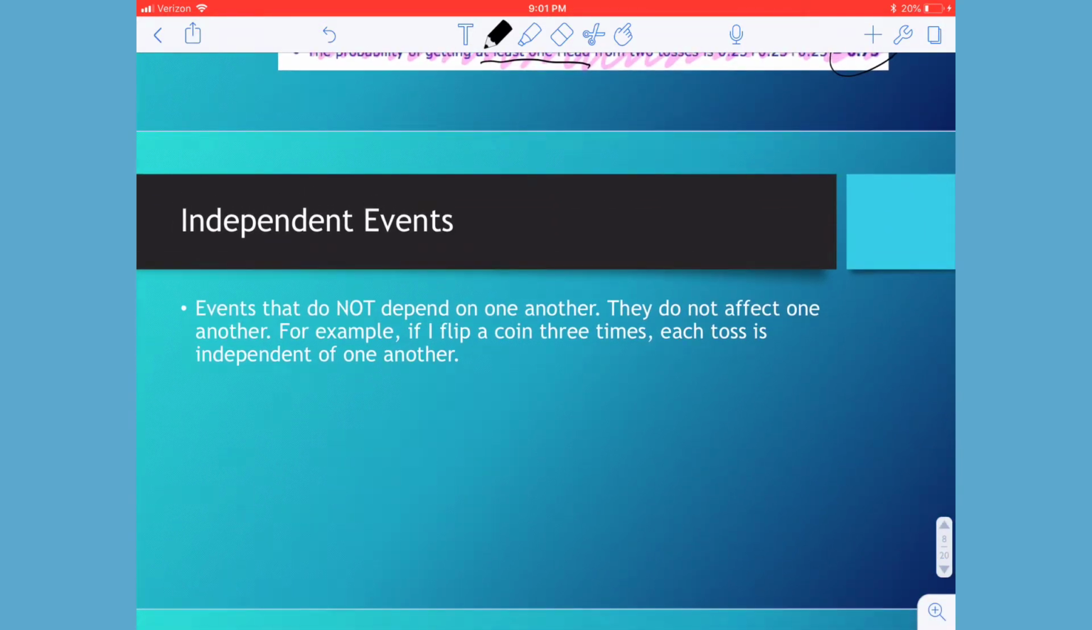Independent events are events that do not depend on one another. They don't affect each other. So for example, if I flip a coin 3 times, all their tosses are independent of one another. They don't affect each other. I'm either going to get a heads or a tails, and what I got on my first flip doesn't affect what I get on my second or third flip.